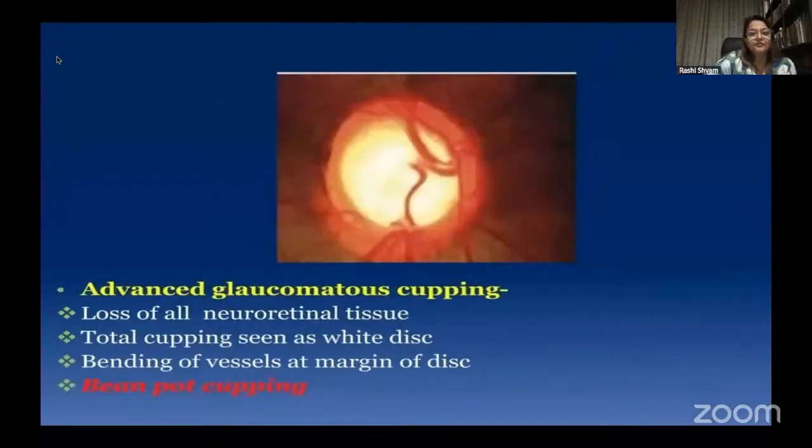Now, in advanced glaucomatous cupping, we see a bean pod cupping. So nowadays we have OCT, and sometimes that bean pod shape can be made out very well on the cross section of the cup. So here you have loss of all the neuroretinal tissue. There is total cupping, which is seen as a white disc, and there is bending of the vessel at the margin of the disc.